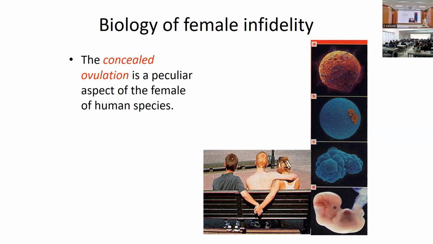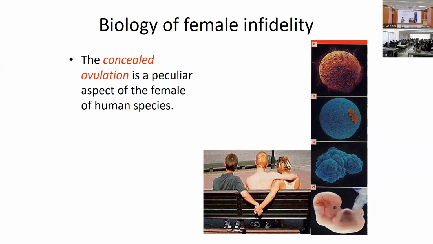What is it called, this institution? Marriage. What is marriage? Marriage is the social control of the concealed ovulation of the female. You may believe that marriage has been created by females in order to keep the man at home. No, no, no. It has been created by males in order to control the female body, which is producing eggs at any time.